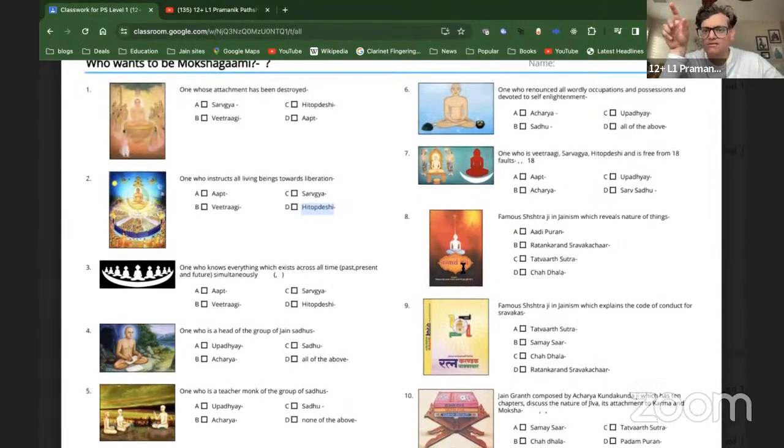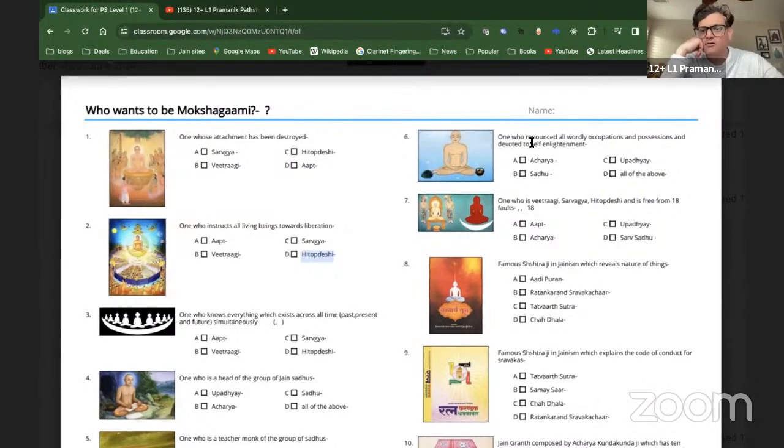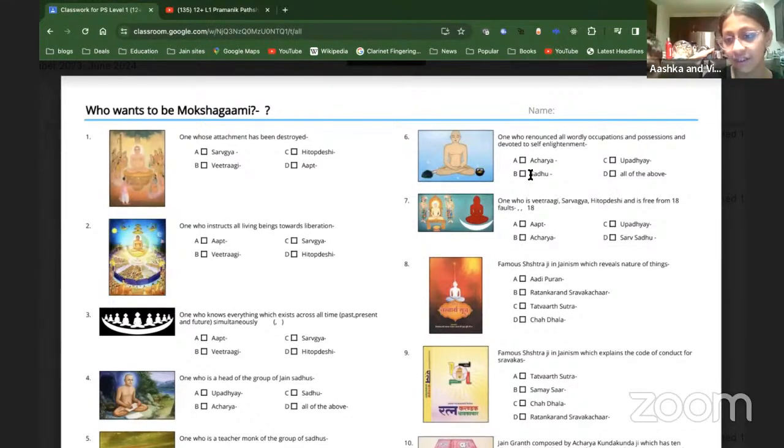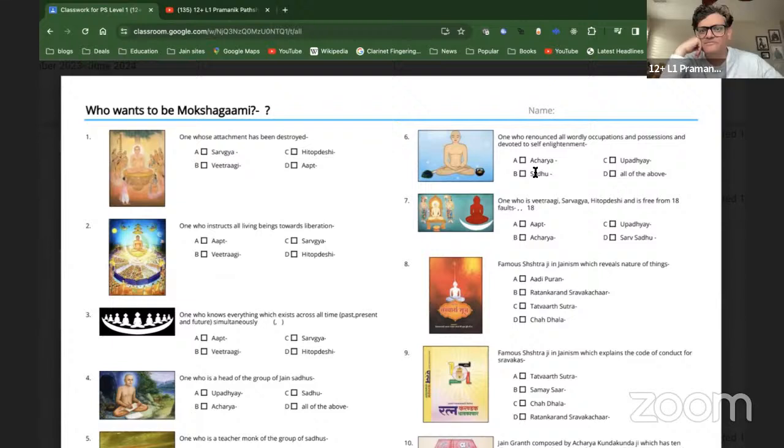Right. Okay, next question. One who has renounced all worldly occupations and possessions and is devoted to self-enlightenment. Who are they? What's the name for them? Go ahead, Ashka. Is it Sadhu? It's actually all of them. Oh, all the above, right?